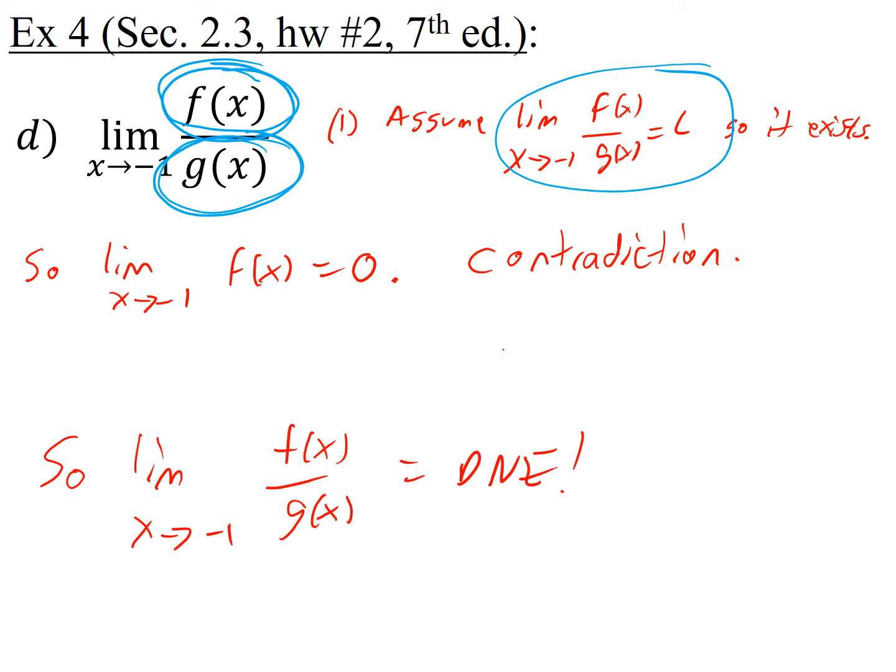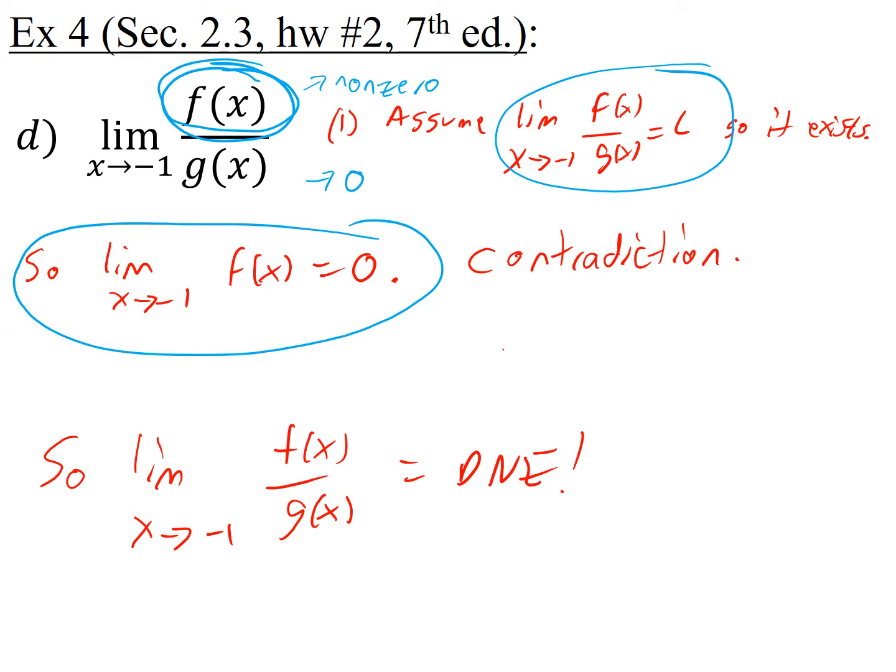In this problem, the limit of this was not 0, so non-zero. And this one was 0. When the limit of the bottom is 0 and the limit of the top is not 0, that's when the limit of the whole thing doesn't exist. So we're pretty sure that the limit of the whole thing doesn't exist. We assumed that it did. We were able to conclude, since the limit of g is 0, that the limit of f must also be 0. So we concluded the limit of f is 0. But that's not the case, because we know the limit as x goes to -1 of f equals -1 from the graph. So therefore, the limit we wanted doesn't exist.